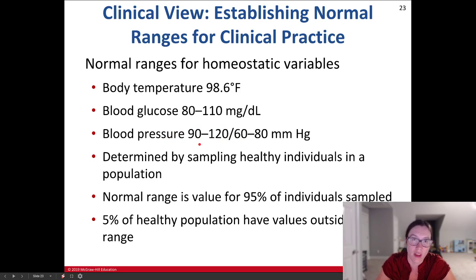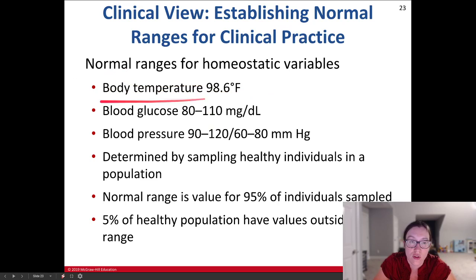So a long time ago, they went through and found a whole bunch of healthy volunteers, and they measured their temperature, their glucose, and their blood pressure, and then they established these ranges. And now we use these ranges as the normal values when we test the rest of the population. So whenever we do a blood test, or take vital signs on someone, we're sampling all of their values and seeing if they fall within normal ranges, to see if they are maintaining homeostasis appropriately.